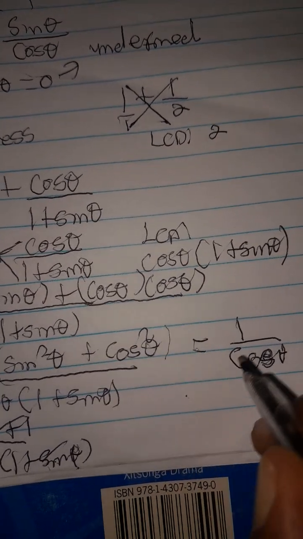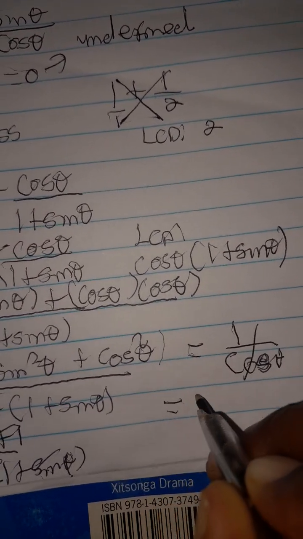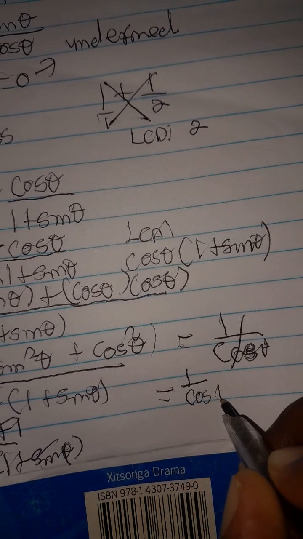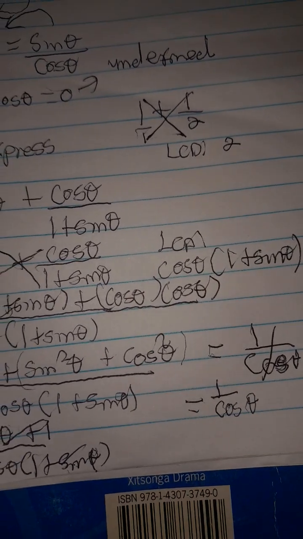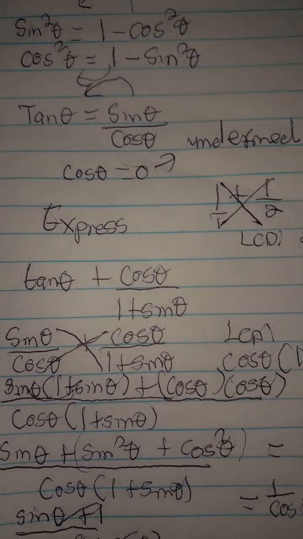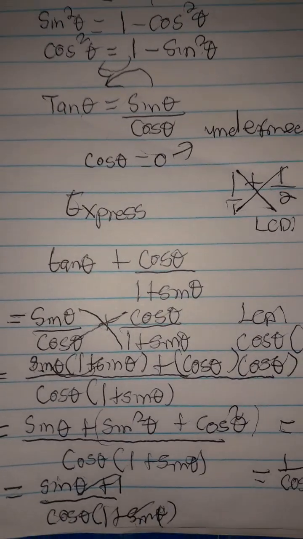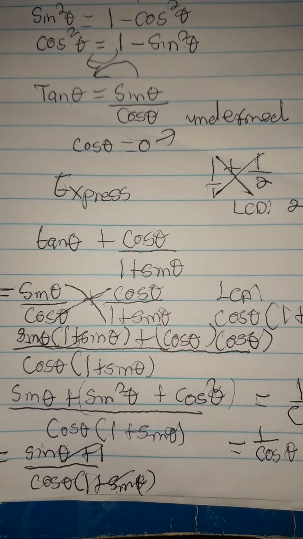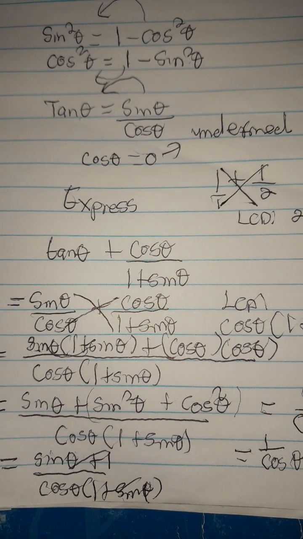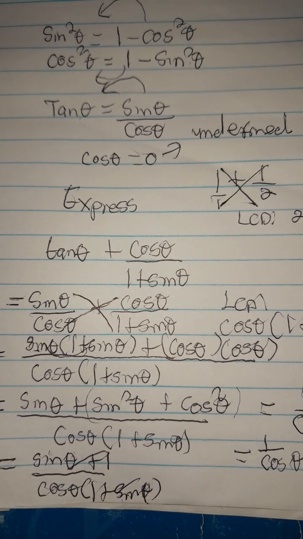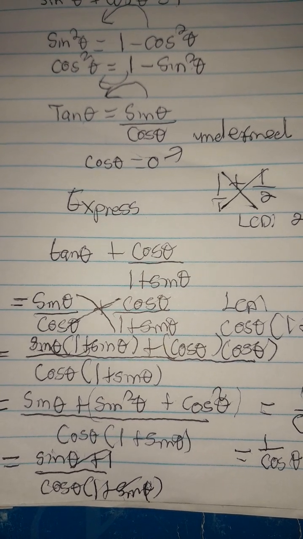So this will be 1 all over, divided by cos. Let me write it very well: 1 divided by cos theta. This is how you simplify or express trigonometric ratios. Check, guys. If they give you a fraction, check whether you have to find an LCD or not. Also use your identities very well.